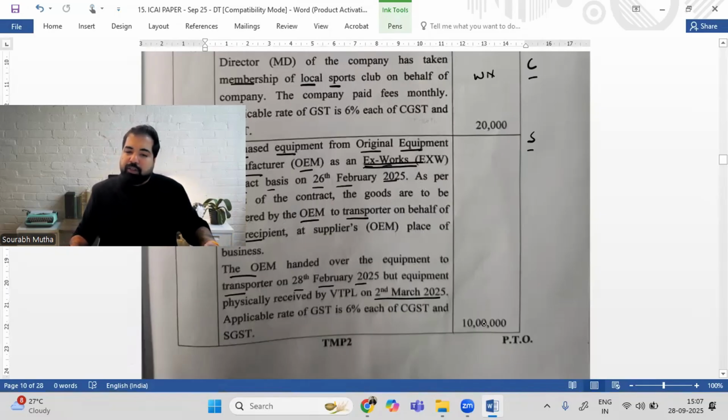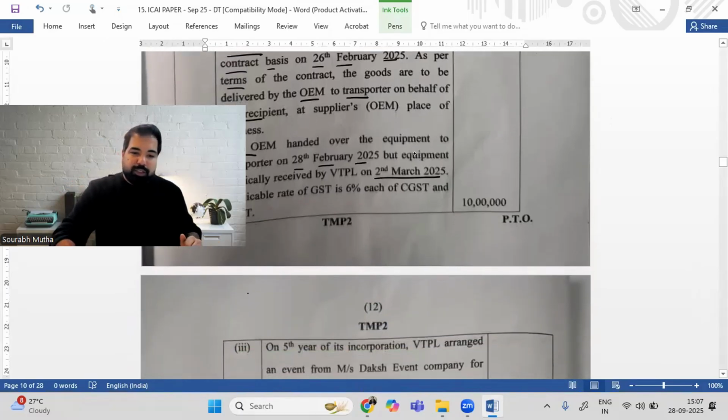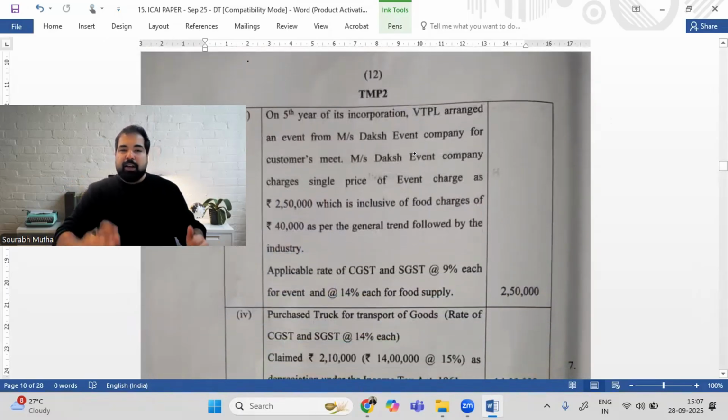So can I take the credit on this? Yes. So this is 10 lakh. It is intrastate, at 6% each. That is 60,000 rupees I can take as credit under both CGST and SGST. The point is, can I take the credit in February? Yes, I can. The assumption is that the transporter has received it, so you've also received it. There is a CBIC, that is the GST Council, notification on this, but that's okay.